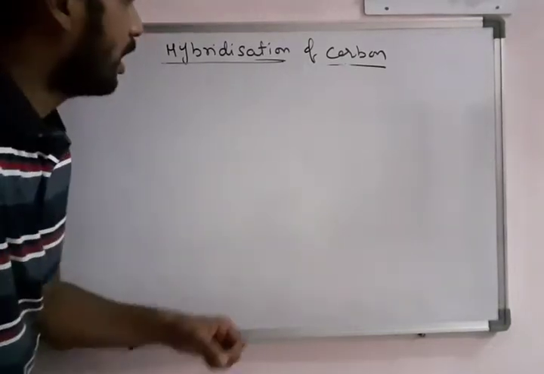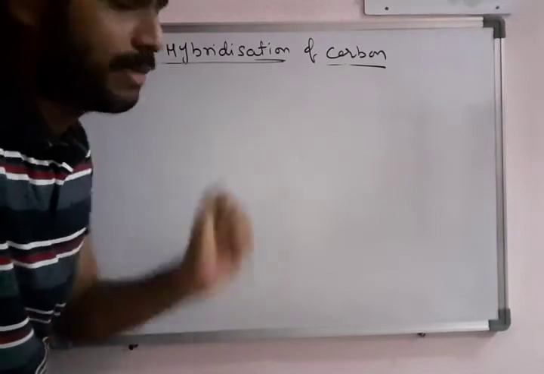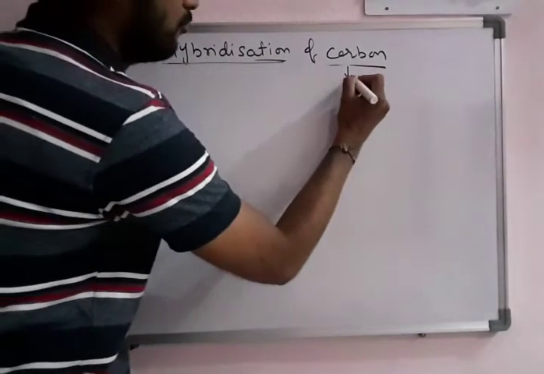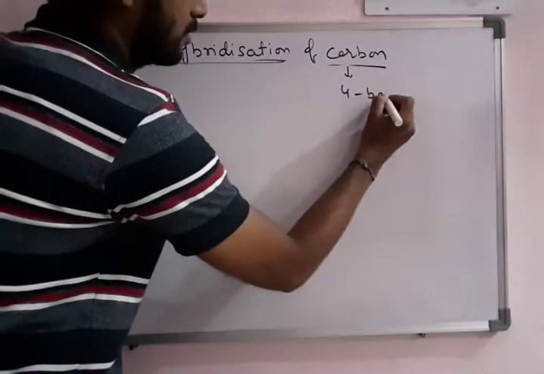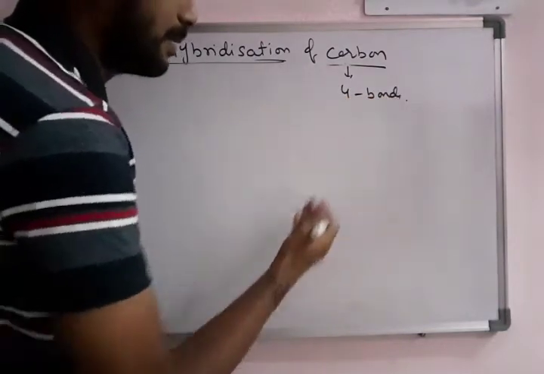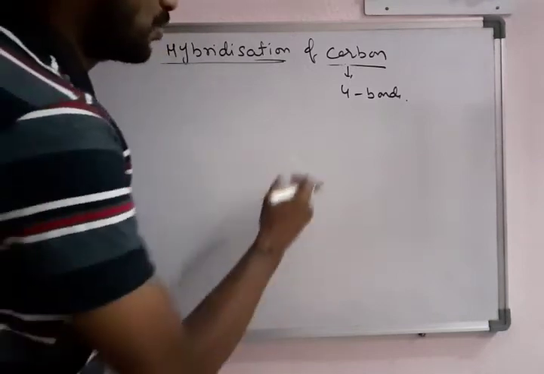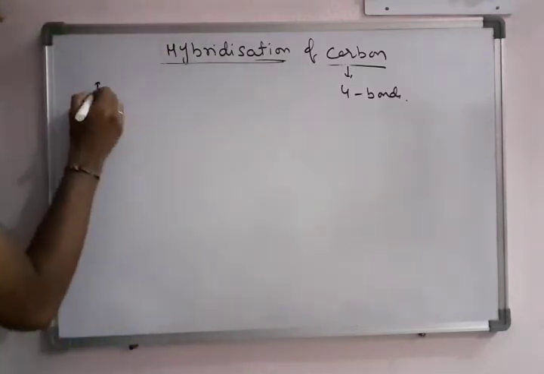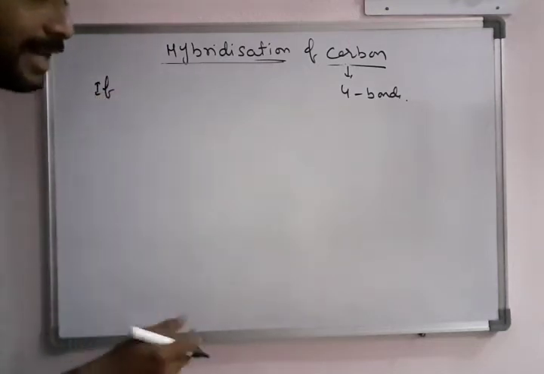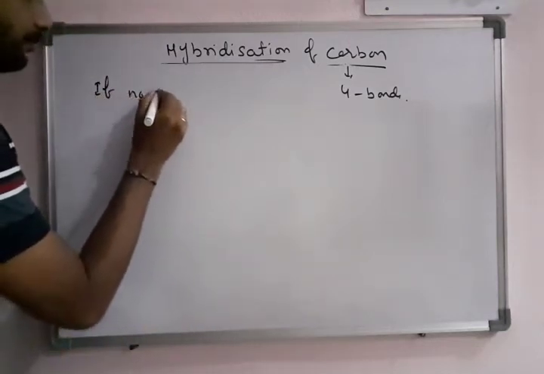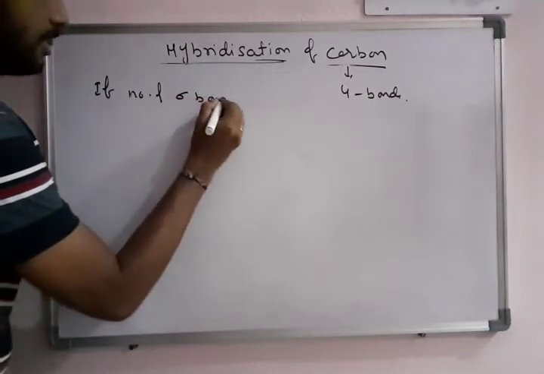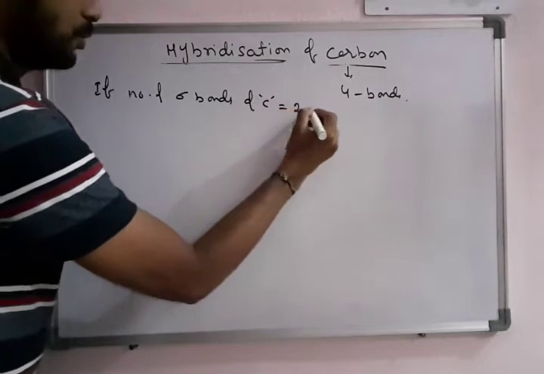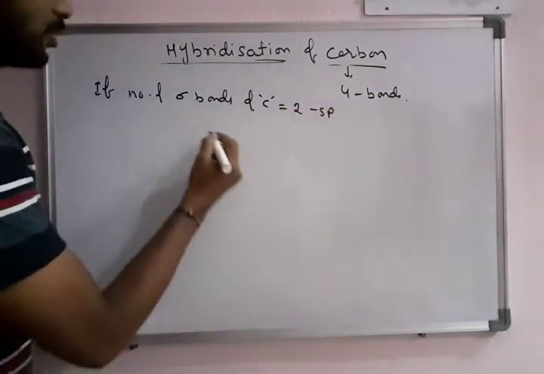Okay, now we see how to identify the hybridization of carbon and carbon compounds. Simply, we know that carbon generally forms only 4 bonds. It may contain some sigma bonds and pi bonds, but in carbon compounds we just use the number of sigma bonds to calculate. If the number of sigma bonds of a carbon is equal to 2, that is sp hybridization.